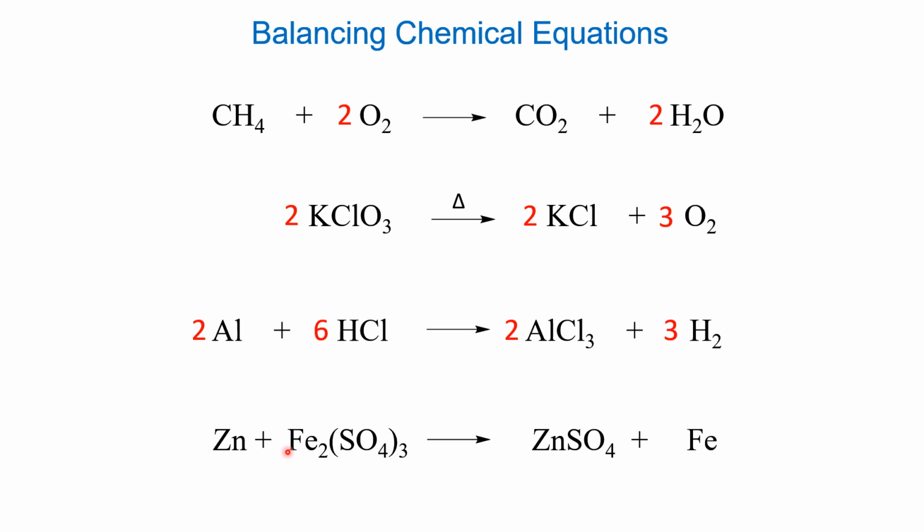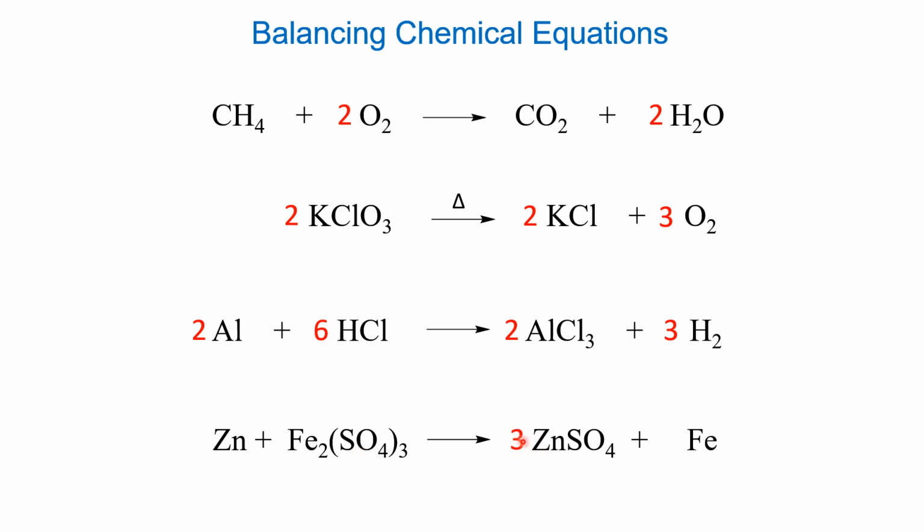Last example on this page is zinc reacting with iron 3 sulfate, producing zinc sulfate and the iron element. So this is a single replacement, and zinc looks like it's already balanced. Iron is not. There are two iron, just one iron. And also sulfate. So you see there's only one sulfate. We treat this SO4, it's actually 2-, a sulfate, a polyatomic anion, and there are three sulfate, just one sulfate. The trick is to treat this sulfate as one unit.